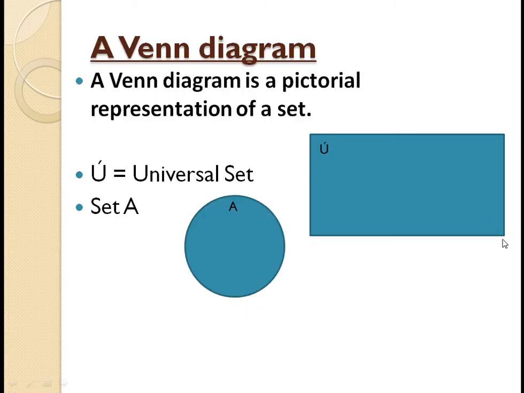What is a Venn diagram? Here is a definition. A Venn diagram is a pictorial representation of a set. For the universal set, we use the shape of a rectangle. For different sets, we use circles. Okay, here we have a set A drawn as a circle, and the universal set as a rectangle.